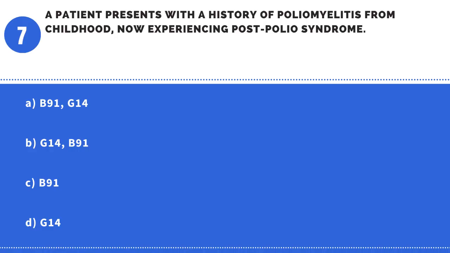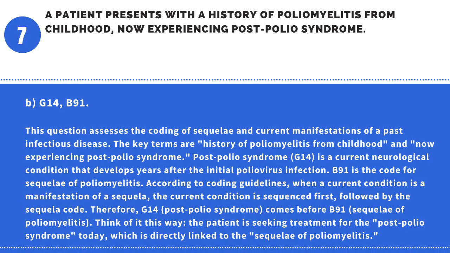A. B91, G14. B. G14, B91. C. B91. D. G14. Answer B. G14, B91. This question assesses the coding of sequelae and current manifestations of a past infectious disease. The key terms are history of poliomyelitis from childhood and now experiencing post-polio syndrome. Post-polio syndrome, G14, is a current neurological condition that develops years after the initial poliovirus infection. B91 is the code for sequelae of poliomyelitis.